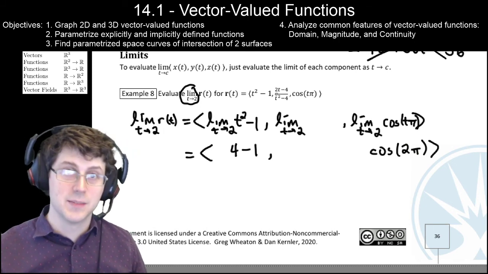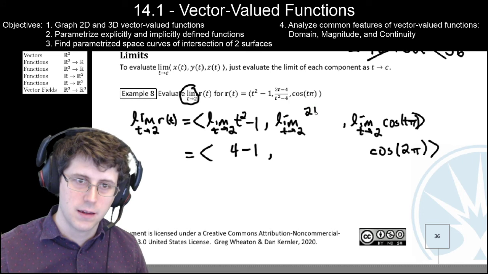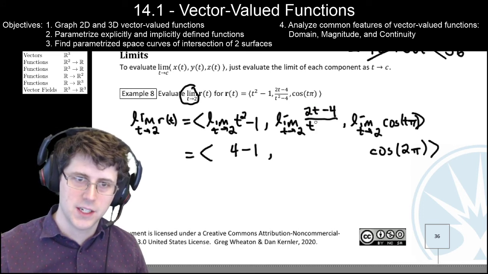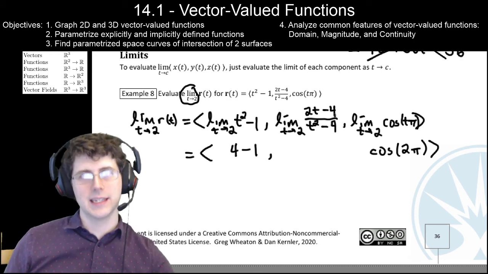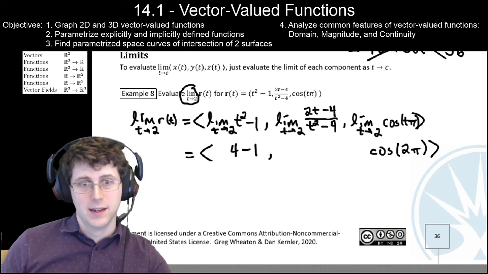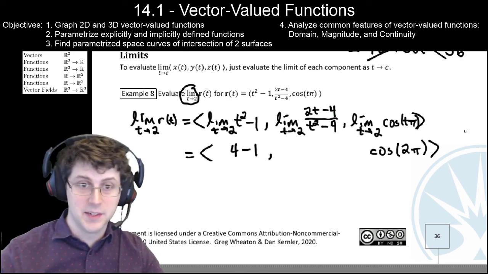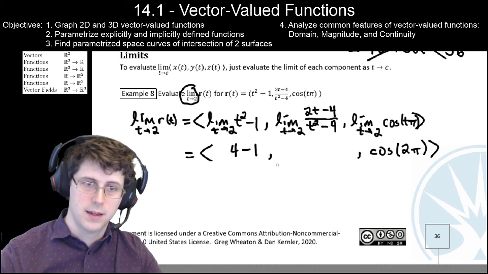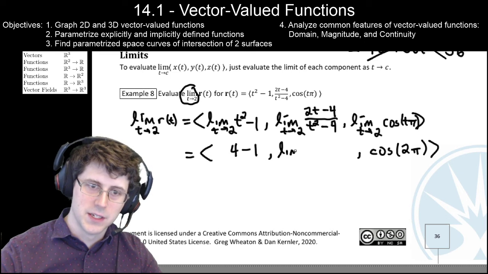The problem is this middle one. This function is not continuous at t equals 2. When I plug in t equals 2, I get 0 in the denominator. So I'll need to do some algebra before I can plug in t equals 2.